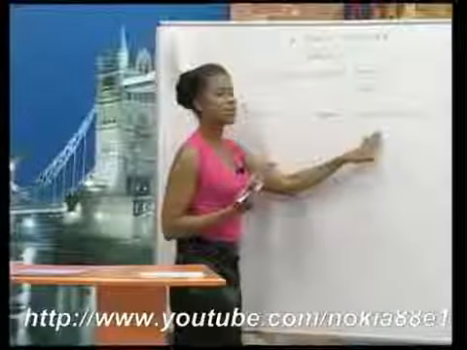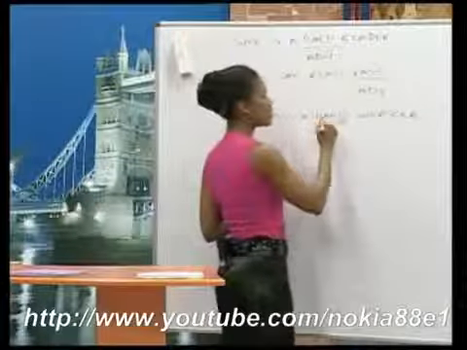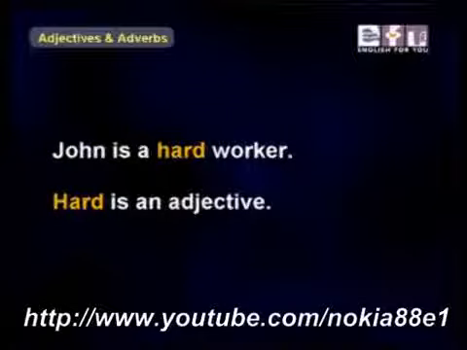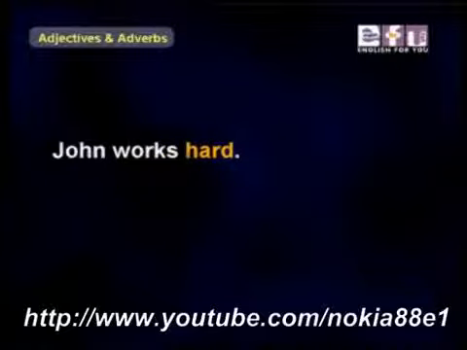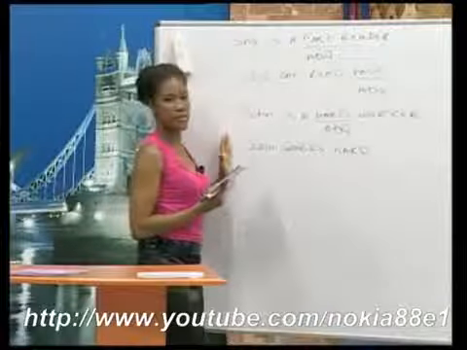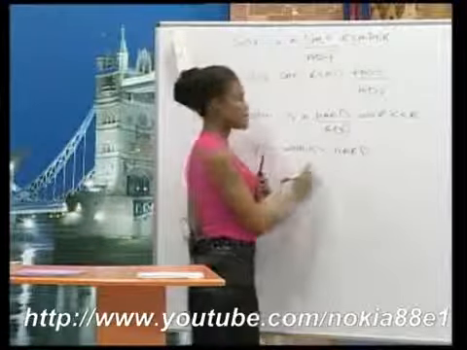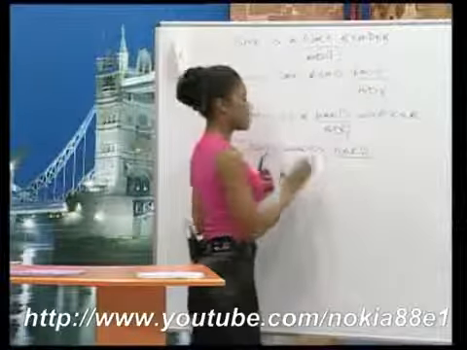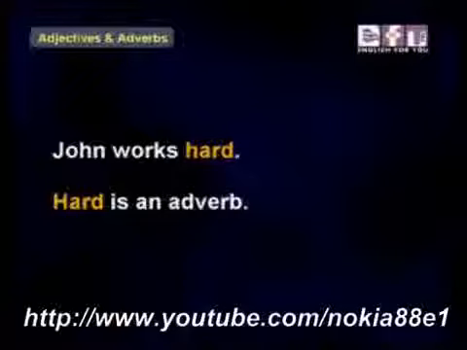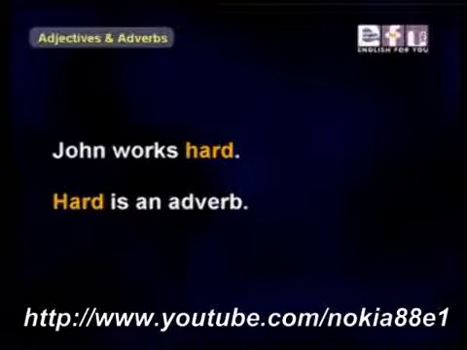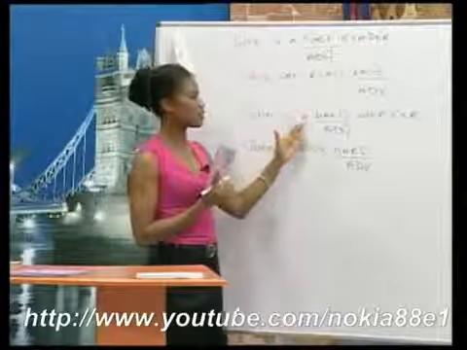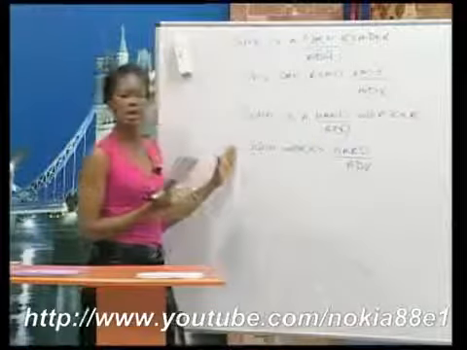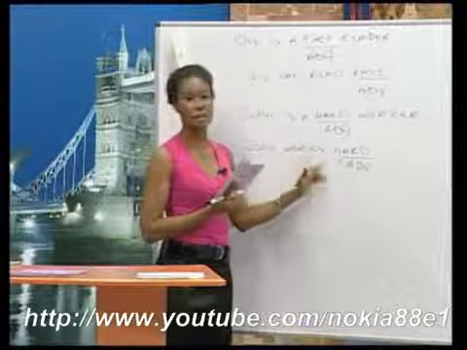Next example. John is a hard worker. In this sentence, worker is a noun, and hard is telling us about the worker. So in this sentence, hard is an adjective. But we can say, John works hard. Again, the sentences are saying the same thing. But in the second sentence, hard describes how John works, which is a verb. So in this sentence, hard is an adverb. So let's review. John is a hard worker, hard as an adjective. John works hard, hard as an adverb.